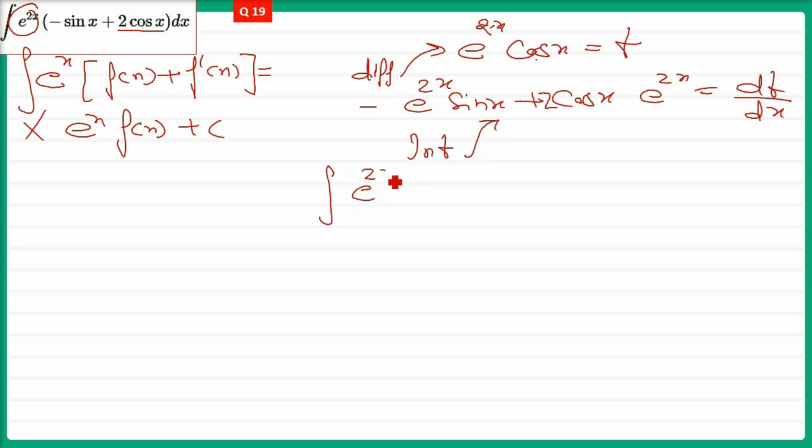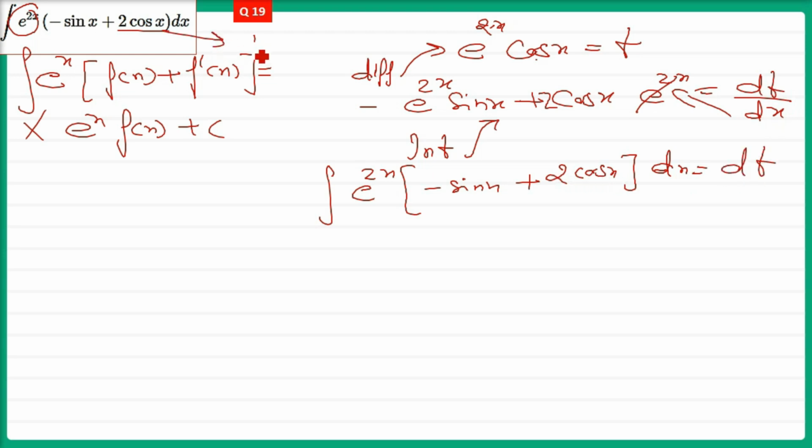Now e raised 2x I can take outside. It will be negative sin x, and this will be 2 cos x because e raised 2x has been taken outside, and this is equal to dt by dx. So dx will go to the left, dt will remain on the right. What is this? This is I, the original integration. So I will be equal to the integration of dt, which is t plus constant of integration.